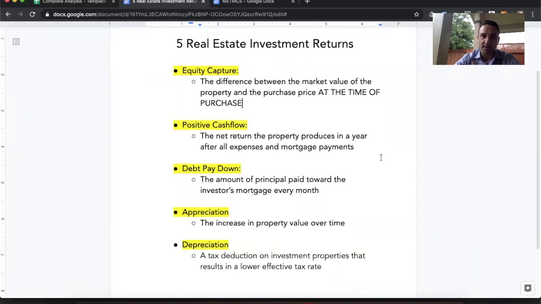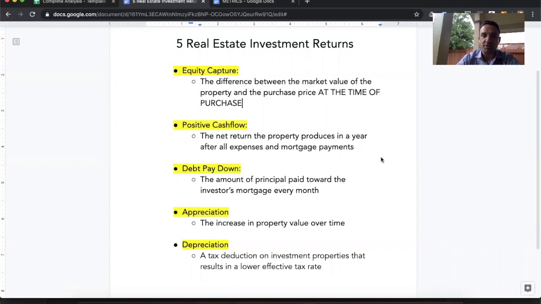The second way, and the one that most people are familiar with, is positive cash flow, which is the net return that a property produces in a year after all expenses and mortgage payments are paid out. And then we have the debt paid down, which is the amount of principal paid towards the investor's mortgage every month. So essentially, as the tenant's making their rent payments, part of that rent payment goes to pay your mortgage, and part of that mortgage goes towards principal, and that builds the investor's net worth. Then we have appreciation, which is the increase in property value over time.